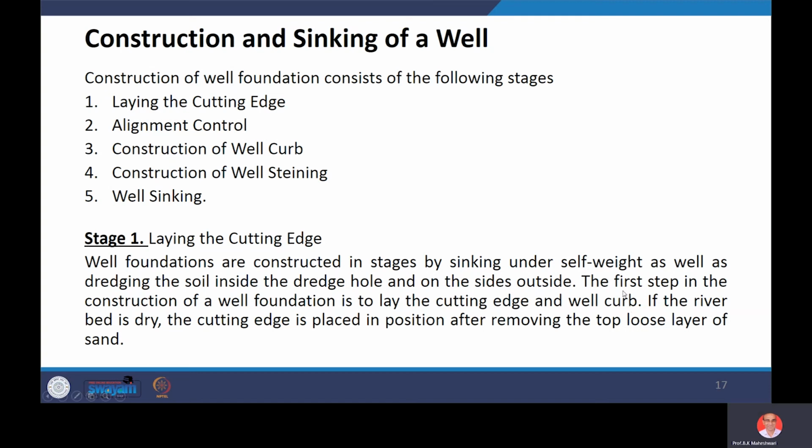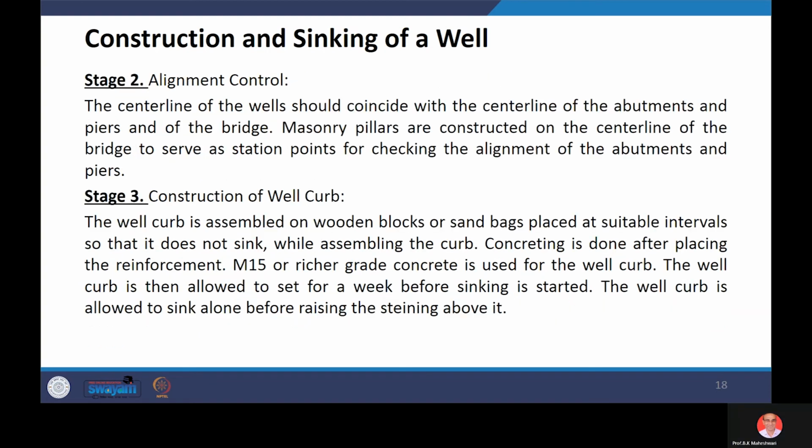Laying the cutting edge. Well foundations are constructed in stages by sinking under self weight, as well as dredging the soil inside the dredge hole and on the sides outside. The first step in the construction of well foundation is to lay the cutting edge and well curb. If the river bed is dry, the cutting edge is placed in position after removing the top loose layer of sand. The second stage is alignment control. The center line of the well should coincide with the center line of the abutments and piers and of the bridge. Masonry pillars are constructed on the center line of the bridge to serve as station points for checking the alignment of the abutments and piers.